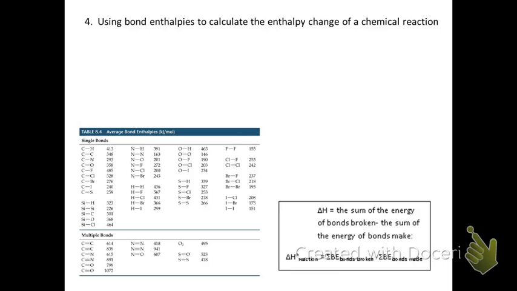Alright, let's look at an equation. Let's say we're going to have a reaction of hydrogen gas plus oxygen gas, and it's going to make 2 moles of water. Okay?